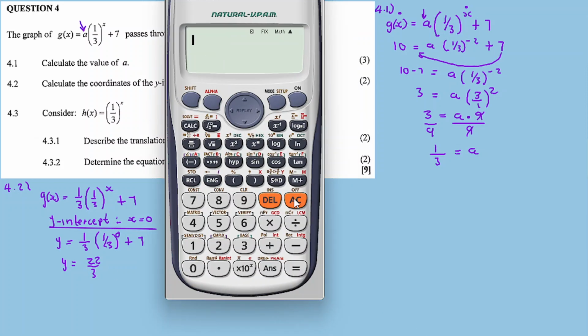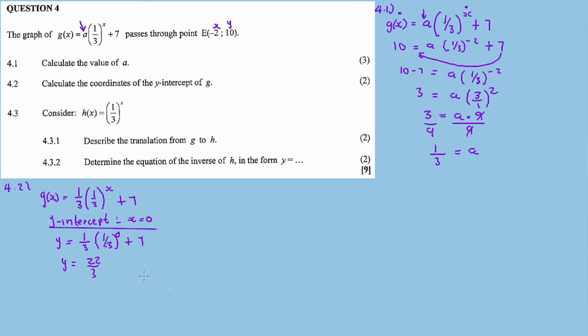So I started the calculator: 1 over 3 raised to exponent 0 and then plus 7. So it's 22 over 3. Yep, 22 over 3. Therefore, our y-intercept coordinate is (0; 22 over 3). So this is the y-intercept of g.